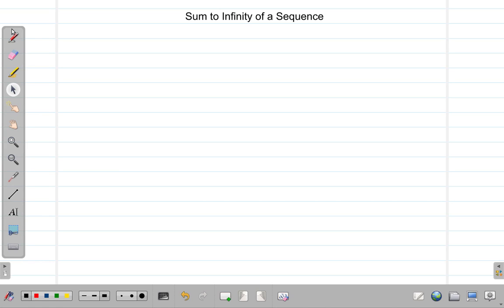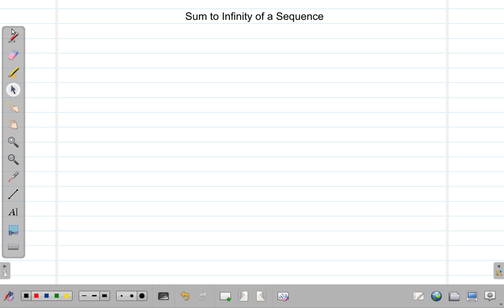Let's look at the sum to infinity of a sequence. What that means is that you have an infinite number of terms lined up and you add them all. Now you might be saying, but if you have an infinite number of terms lined up and you keep adding, you would get an infinitely large answer. But that's not in all cases, alright?